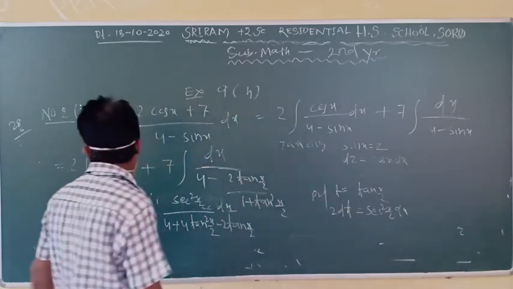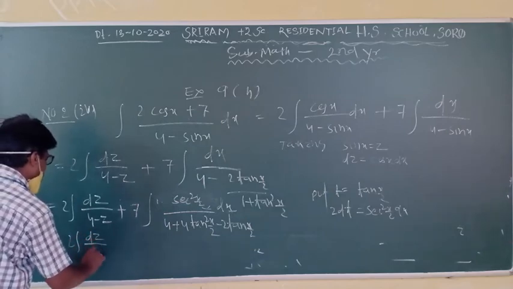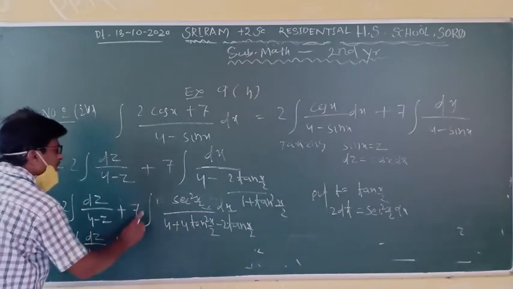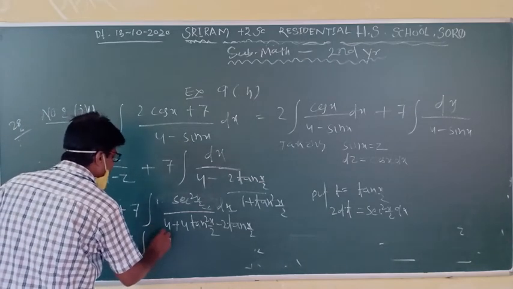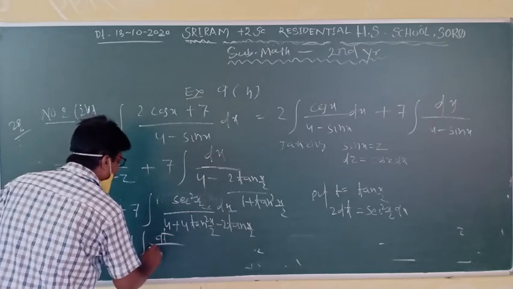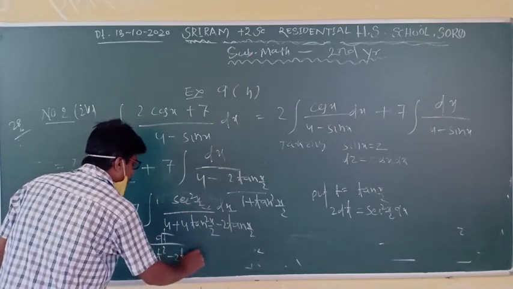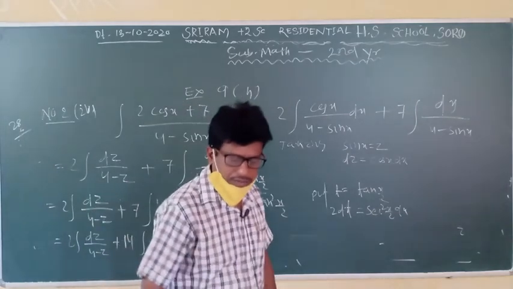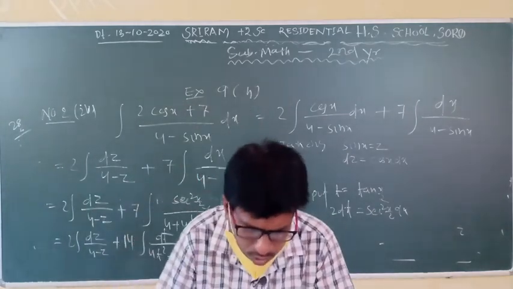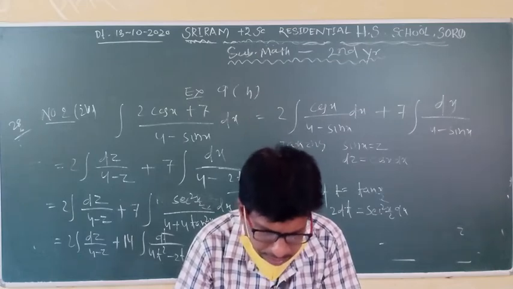So taking 2 here, 2 dz by 4 minus z plus 7 into 2, that is 14. Now 2 is taken common outside of the integration, that is dt over 4t square minus 2t plus 4. You can easily find this integration value and get the answer. This is the process to find the value of number 2. I think for number 1 and number 2 you can find the integration value easily.